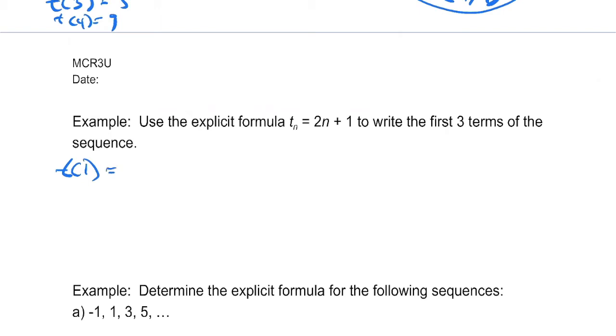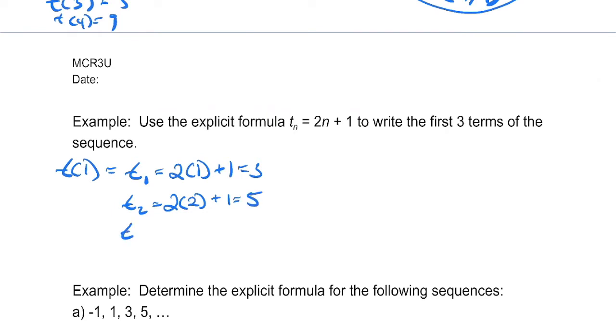Well, we're going to write it like this because that's the notation that we use for sequences. So T of 1 in this case means the same thing as we're going to replace n with 1. So that's really 2 times 1 plus 1. Well, that's 3. Well, T of 2, again, we're doing the same thing. We're going to replace n with 2 this time because we want the second number in the sequence. So that's 2 times 2 plus 1, which is 4 plus 1, which is 5.